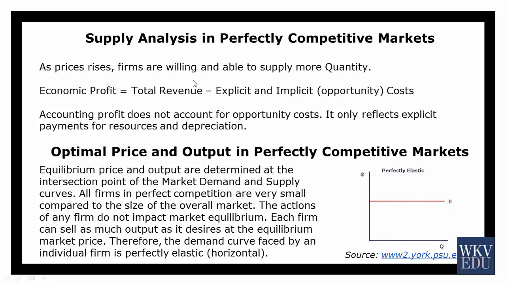Economic profit equals total revenue minus explicit and implicit costs. Implicit costs also include opportunity cost. The accounting profit that we talk of does not account for opportunity cost. It reflects only explicit payments for resources and intangible items such as depreciation and amortization.